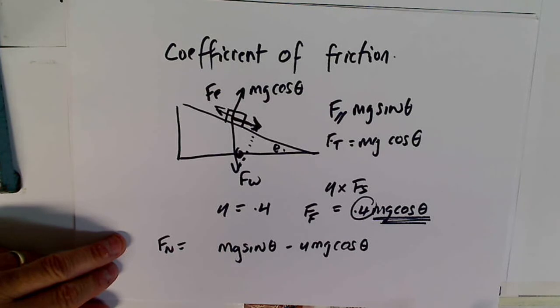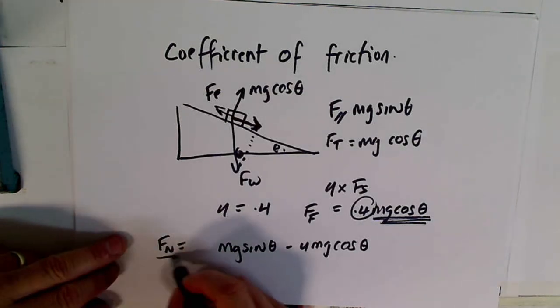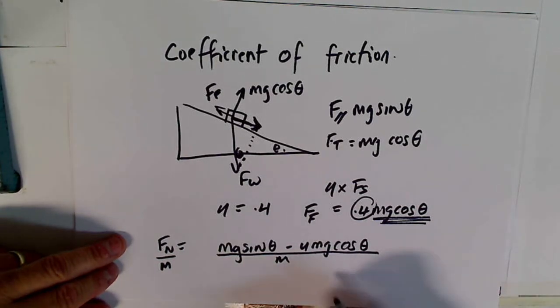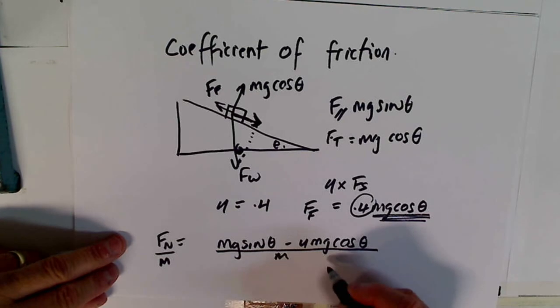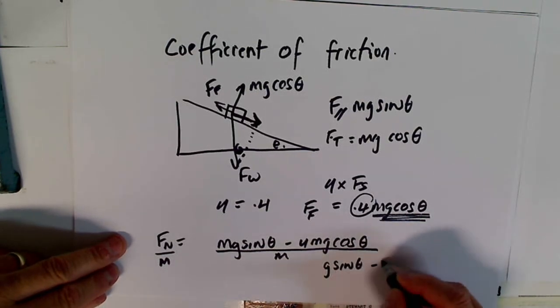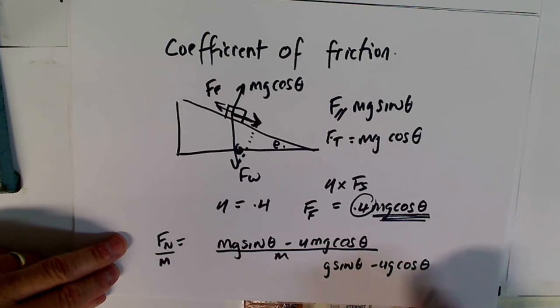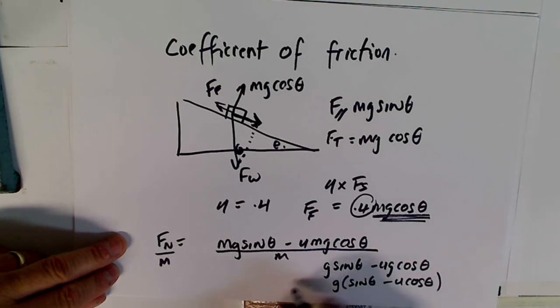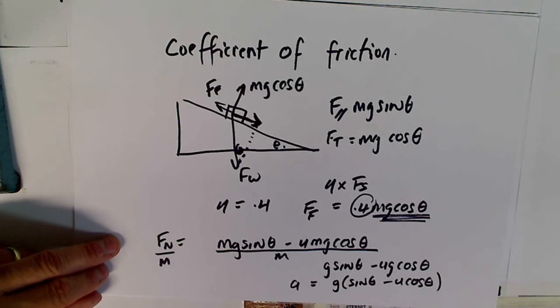Alright, so if we want to know the acceleration, we just divide both sides by the mass, and we'll find out that our acceleration is going to be equal to g sine theta minus mu g cos theta. We could take the g out, and we've got g times sine theta minus mu cos theta, and that's what the acceleration is equal to. So this was just a brief little look at the coefficient of friction and how we use it. It does come up sometimes in scholarship.